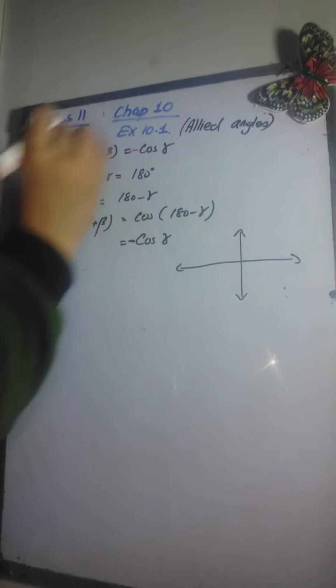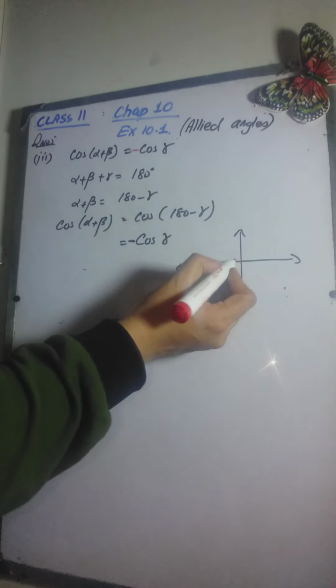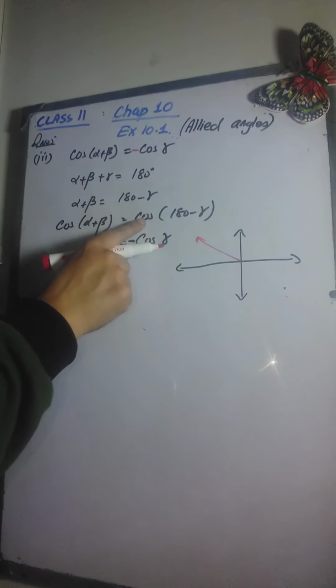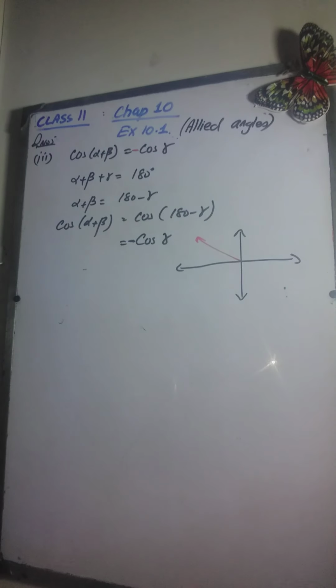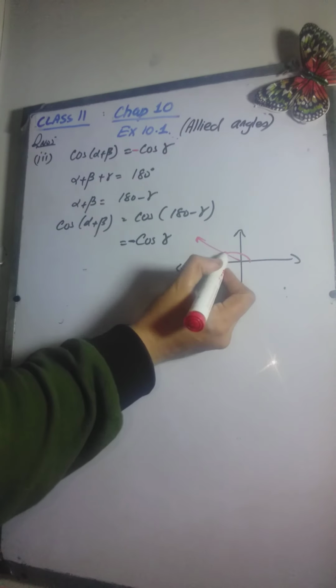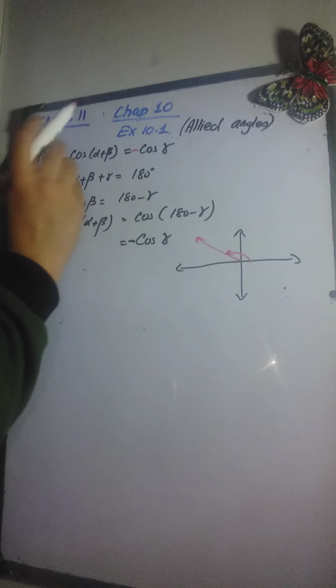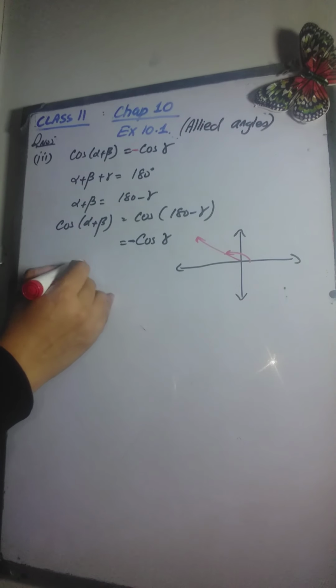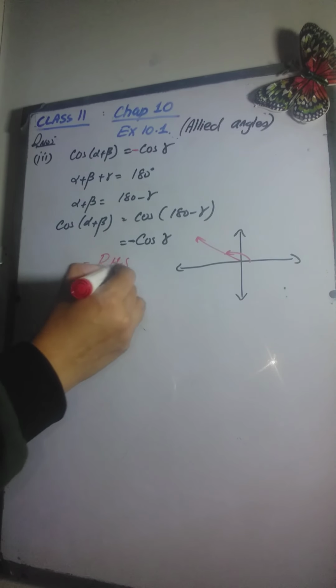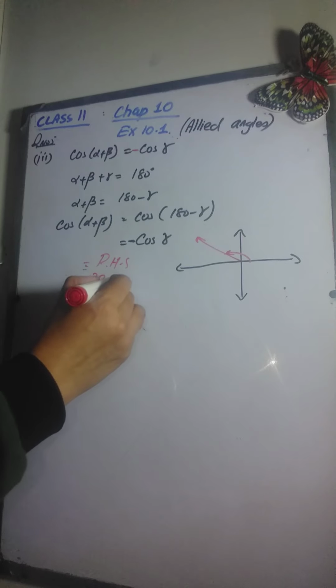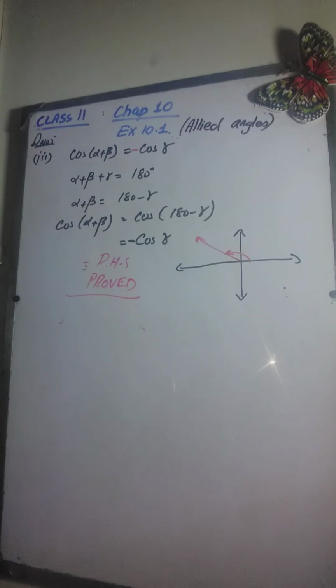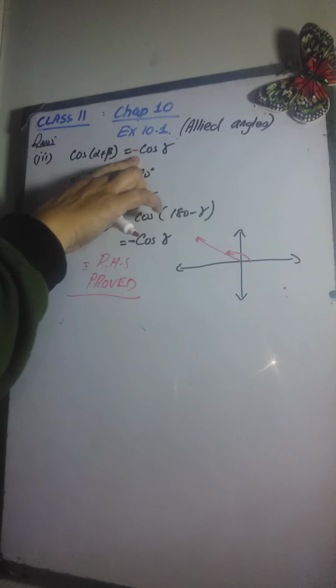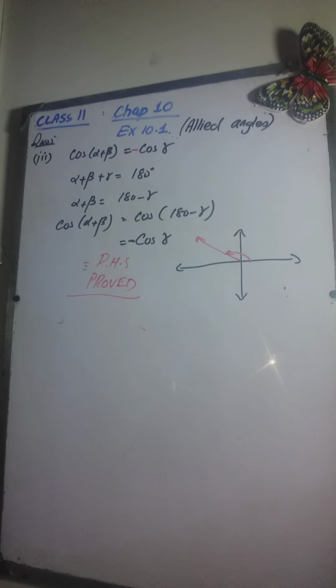There should have been a negative sign because cos of 180 minus gamma lies in the second quadrant, and cos of an angle in the second quadrant is always negative. So put the negative sign, and this will prove the result. So do the correction in the question. The question in some books is with a positive sign, which is wrong. You have to put a negative sign with it to get the right result. Now let's move to the next part.